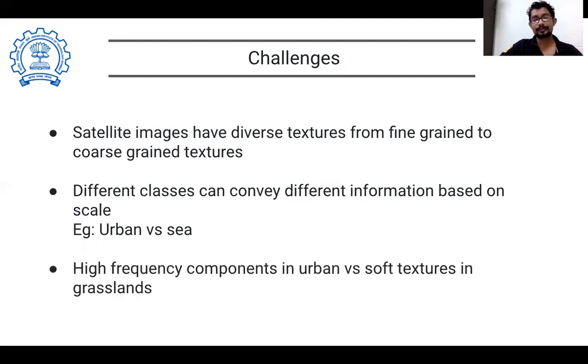Another challenge would be high frequency components in the urban area versus the soft textures in the grasslands. So if a model is being trained on the high frequency components of the urban area, it will definitely be adding up noise while super resolving, which can be detrimental in cases of soft textures that are found in the grasslands. The super resolution of grasslands when trained on urban area might introduce some artifacts based on noise.